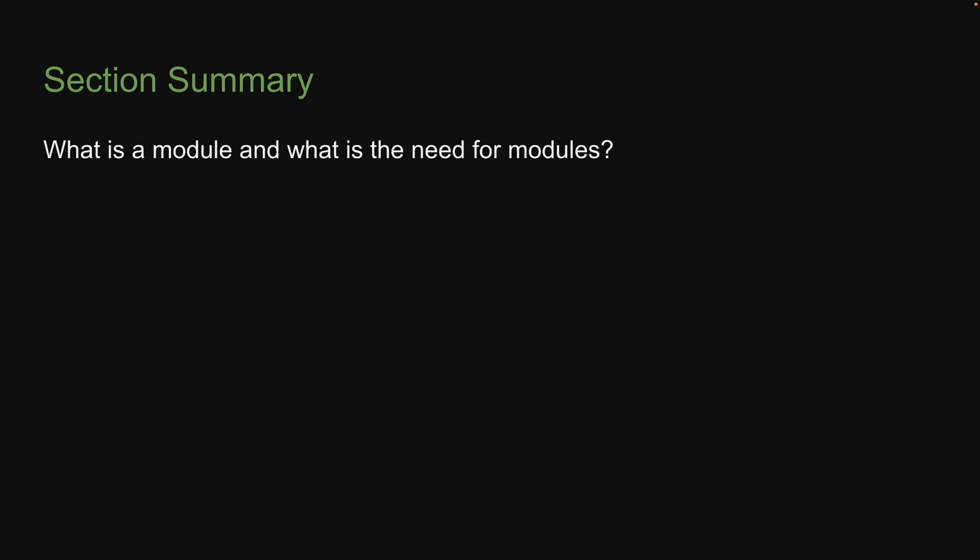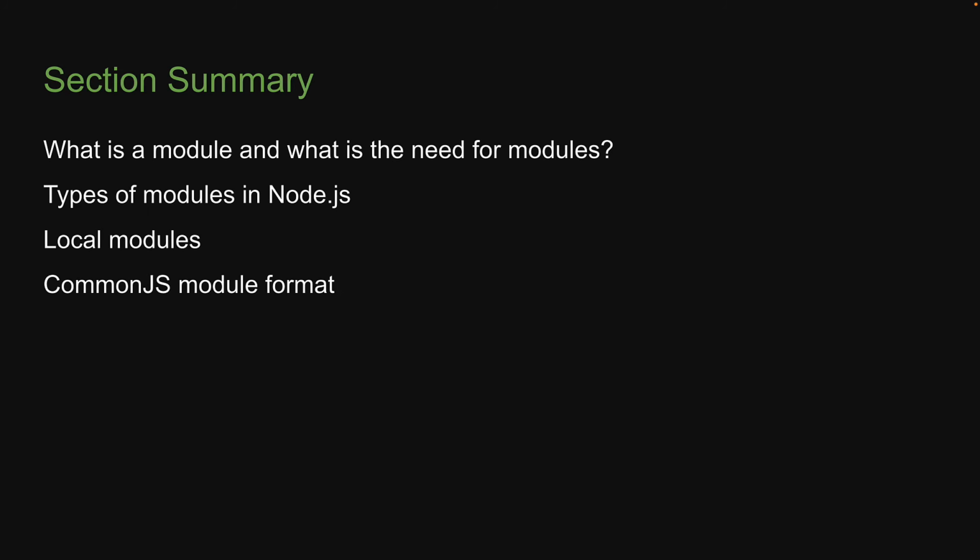With that, we come to the end of this section on local modules in Node.js. We started off by understanding what is a module, what is the need for modules, and what are the types of modules in Node. We then started focusing only on local modules, which are modules we create and share within our application. We learned about the CommonJS module format, the require function, and module.exports keyword for importing and exporting modules.